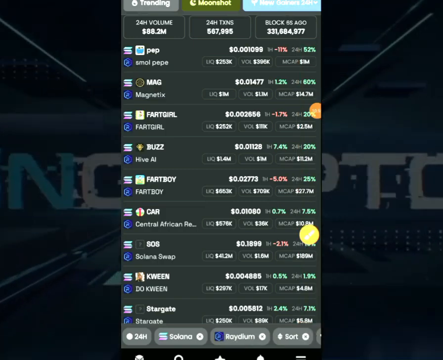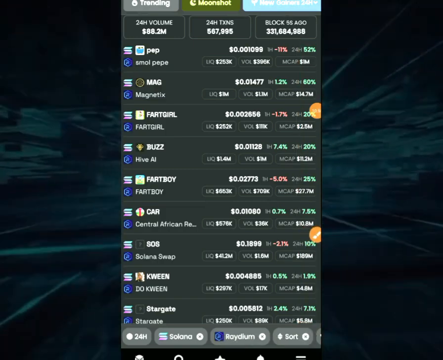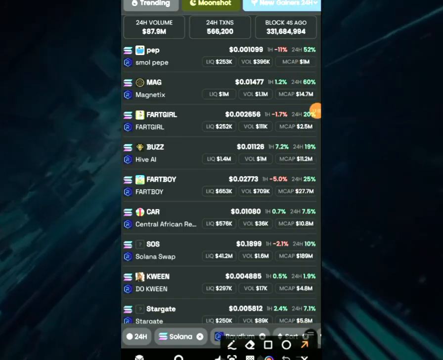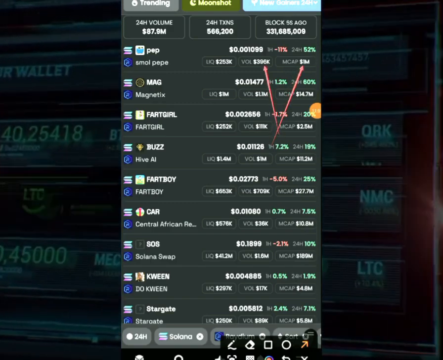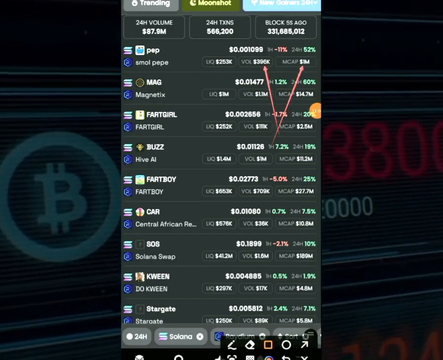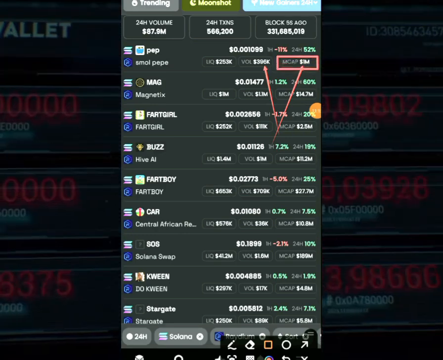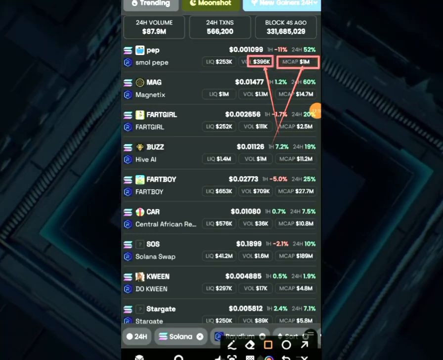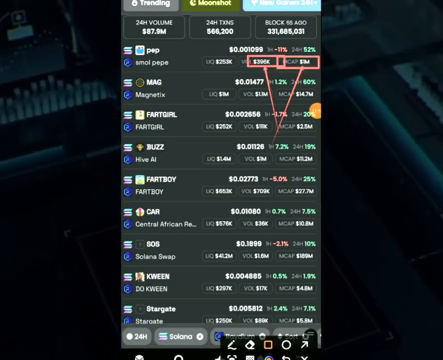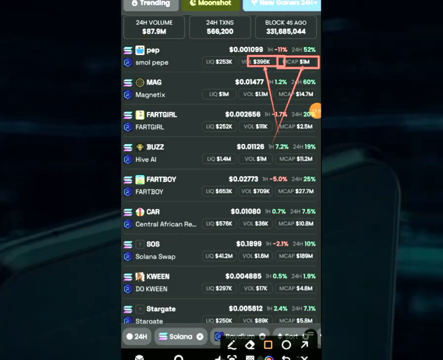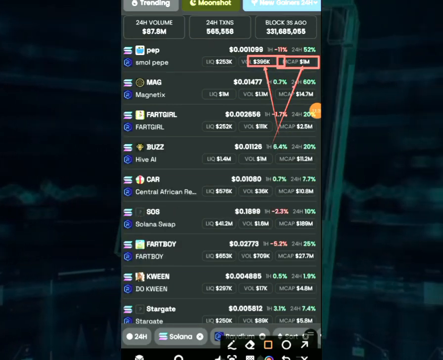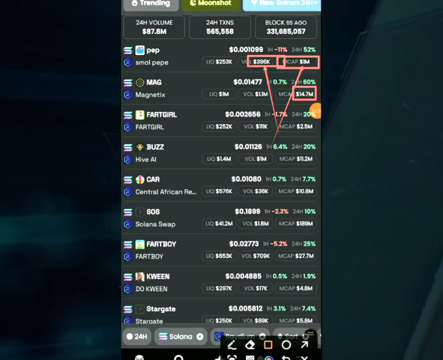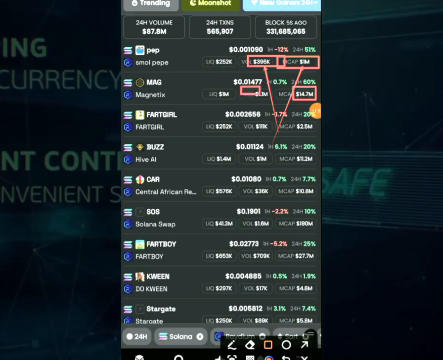So before you actually enter into any coin, the first thing you need to make sure of is that the market cap of the coin is bigger than the volume, right? As you can see, this one has a market cap of $1 million and a volume of 396,000, right? These are the things you need to be looking out for. The market cap should be bigger than the volume. The second one also has a market cap bigger than its volume. It has a market cap of 14 million and a volume of 1.1 million.